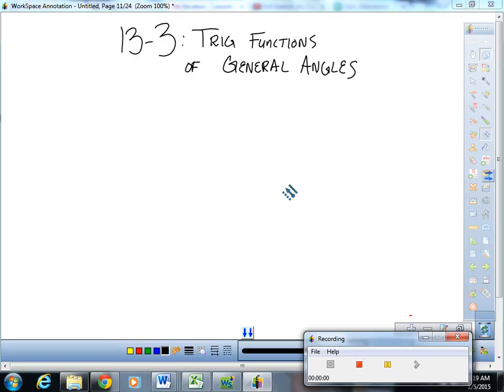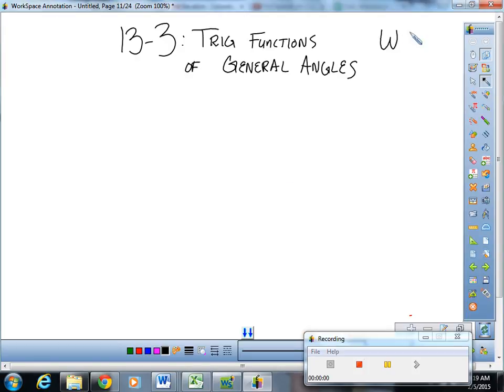We are on to trig functions of general angles. This video goes along with worksheet number 9, if you're following along at home. Basically, this is going to combine the SOHCAHTOA concept with this angular rotation concept, so we're putting the last two quizzes together in this section.